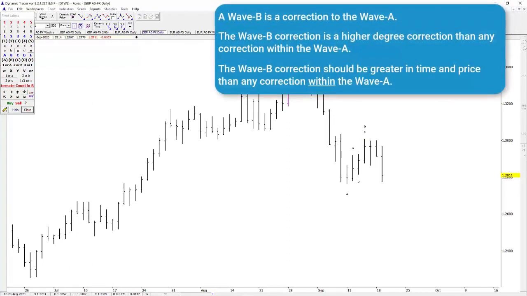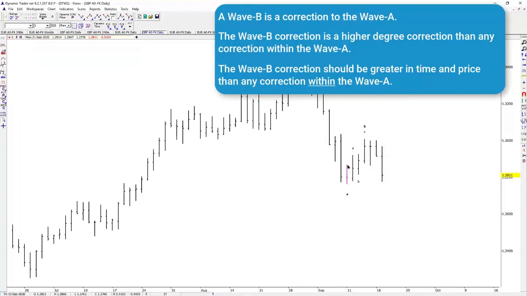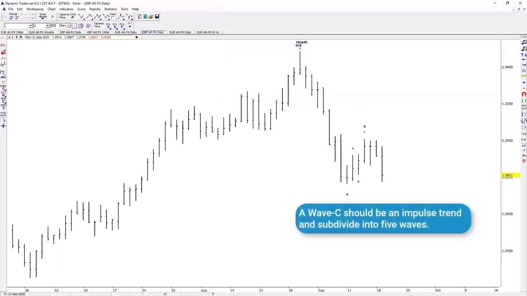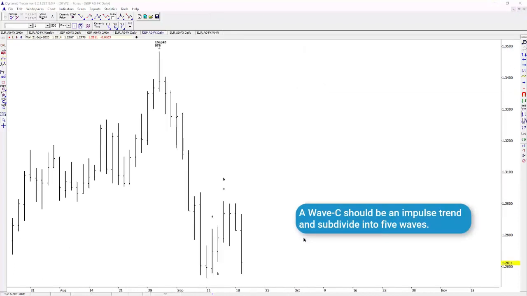So we've got the wave A, impulsive trend down. We've got a correction of an ABC. Now we've come to make a new low. If this is a wave C, how should it subdivide? Well, it should subdivide into 5 waves, or it should have all the characteristics of an impulse trend and not a correction. Well, let's add some more bars and see what we can see.